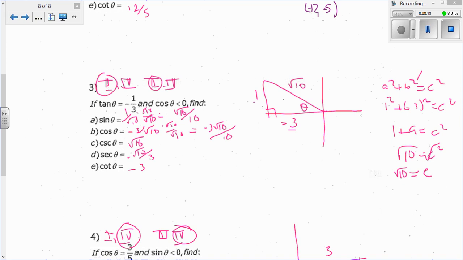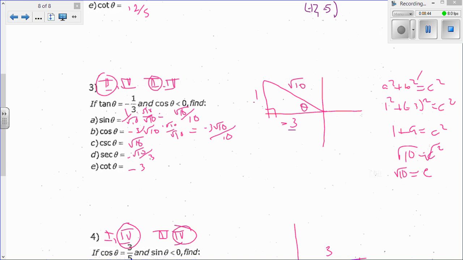So sine is equal to opposite over hypotenuse, which is 1 over radical 10, which we can't leave, so we have to do radical 10 over radical 10 to rationalize it, so we get radical 10 over 10. Cosine is adjacent over hypotenuse, so it's -3 over square root of 10. Again, rationalize, we have -3 radical 10 over 10.